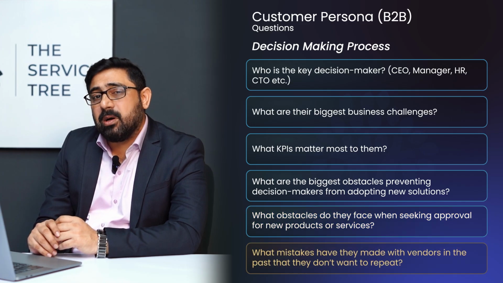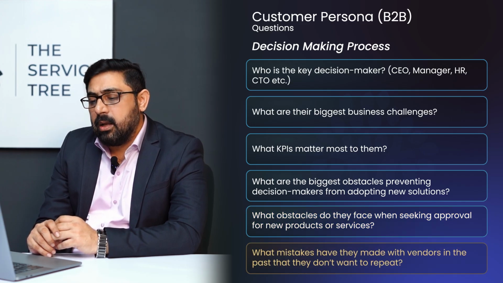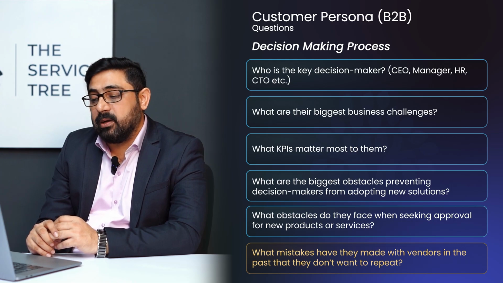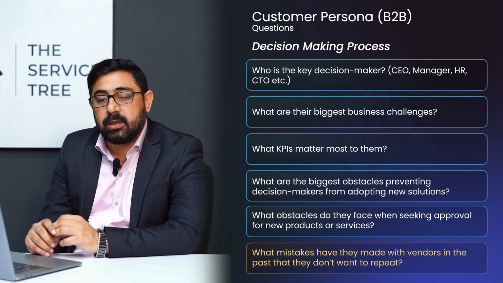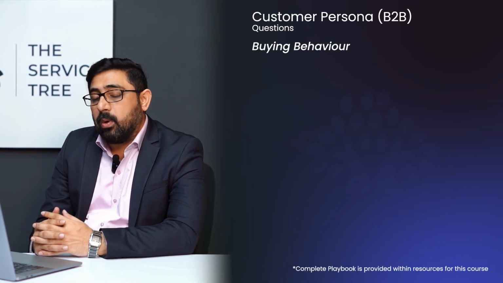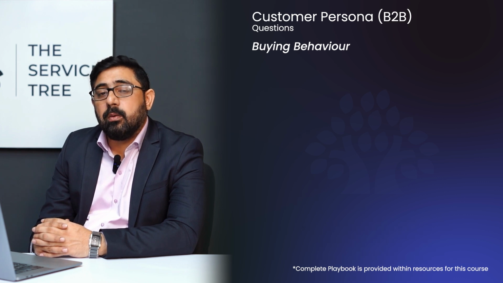If they had bought certain solutions previously, what type of mistakes did they make with the previous vendors that they don't want to repeat? So this is also very important before going to the customer and pitching your solution to them so that they could buy and experience your services. Then comes the buying behavior. What type of buying behavior is found in those customers?